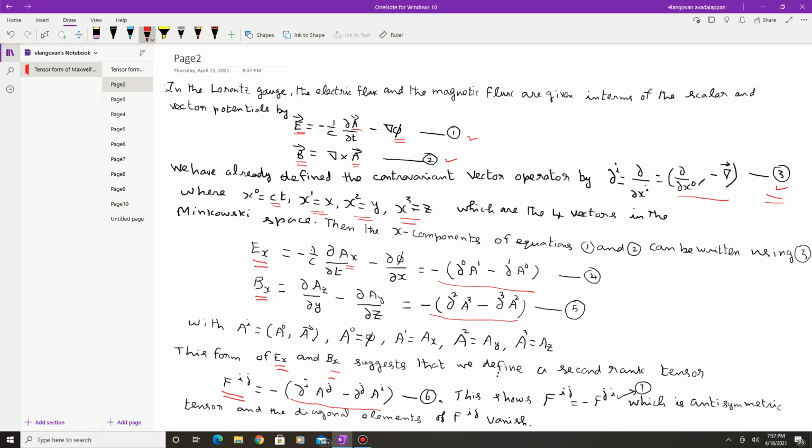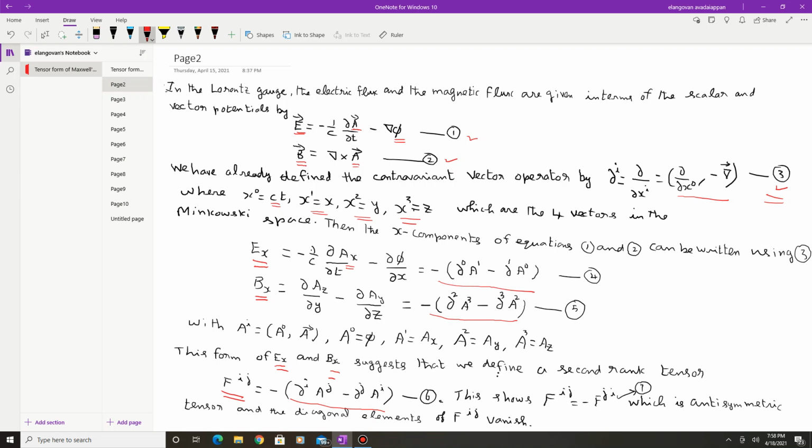So equation 6 is the components of the second rank tensor can be defined using this one. Now from equations 4 and 5 we get an idea about equation 6. Here equation 4 is the electric field component, and B is the magnetic field component Bx.